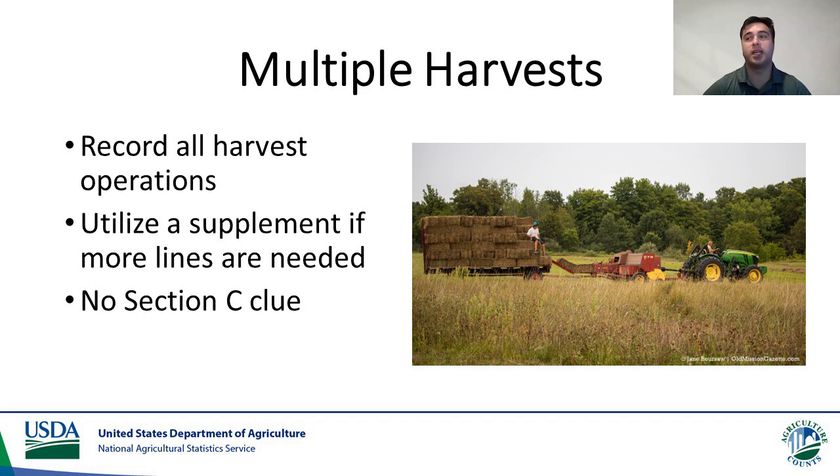If the supplement sheet is insufficient or the operation cannot report every harvest date, record at least the first and last harvest operations. Leave detailed notes about how frequently the field was harvested and the total number of harvests for that crop. There will be no indicators in section C for multiple harvests of one crop.